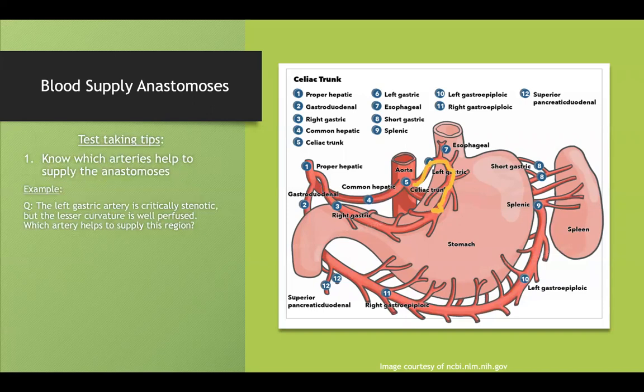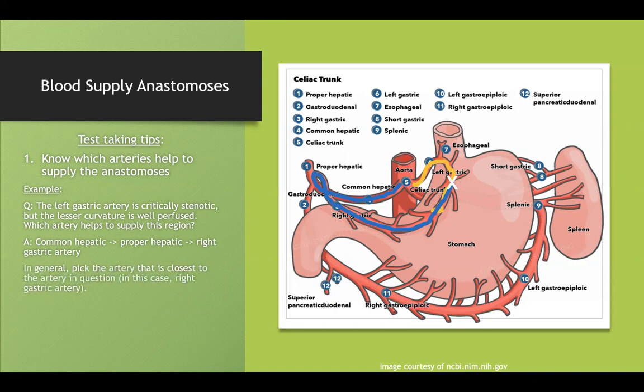So they want you to realize that here's the left gastric, and they really want you to understand it, common hepatic to proper hepatic to right gastric. That helps out that region. And sometimes they'll test you which primary branch of the celiac trunk is helping, for which you'd answer common hepatic. But other times, if they don't specify, oftentimes they want you to know the specific artery, the closest artery. So in that case, you'd pick the right gastric artery because it's the one that's directly supplying that ischemic region.